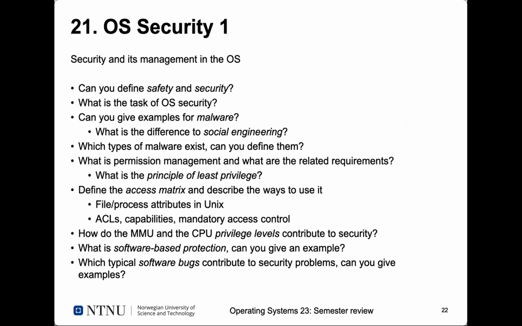And then also, how do the hardware and software interact for security? So what is the task of the MMU? And what is the task of CPU privilege levels related to security? We also talked a bit about software-based protection. And we also talked very shortly about typical software bugs that can contribute to security problems, like a buffer overflow, which then goes back all the way to the start of the semester, to C programming. And I guess that's all.